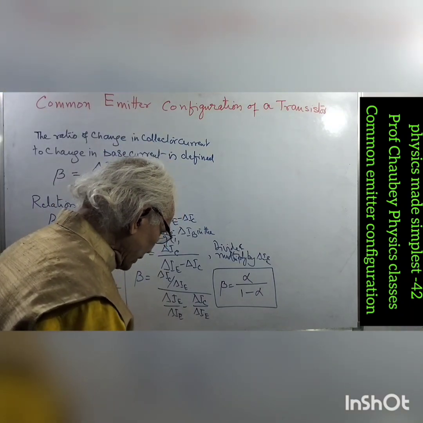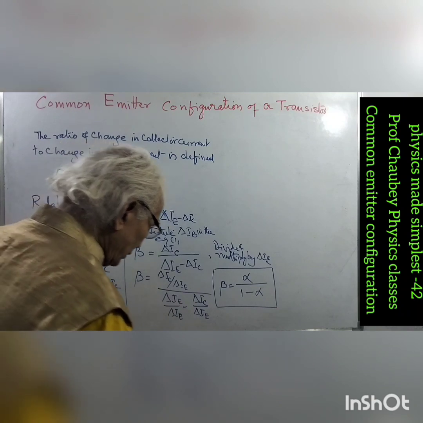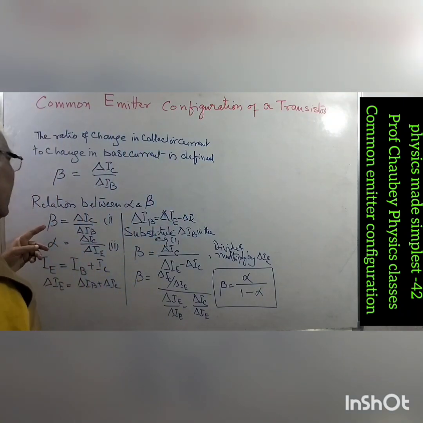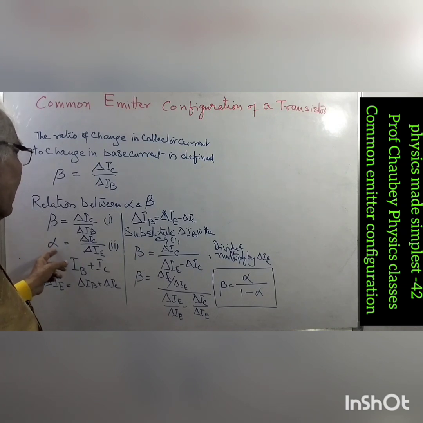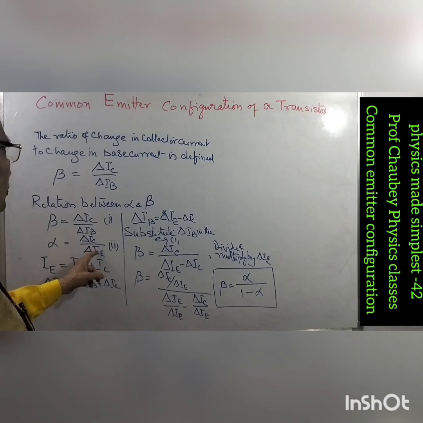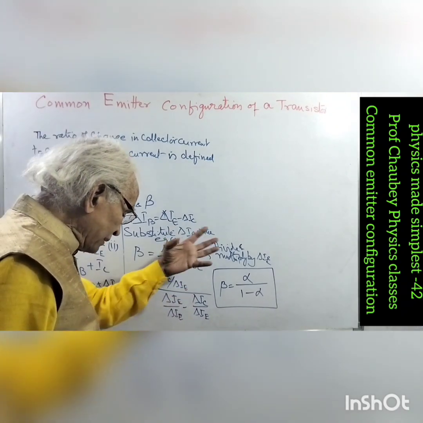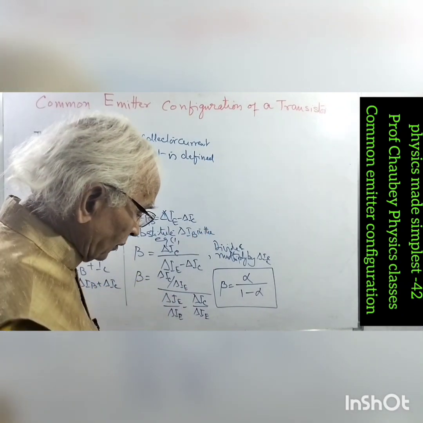This is an important relation for the transistor parameters. Alpha was in the common base configuration, and beta is in the common emitter configuration. So these two parameters, beta and alpha, are related by this formula.